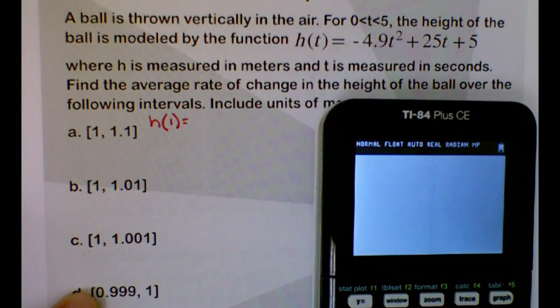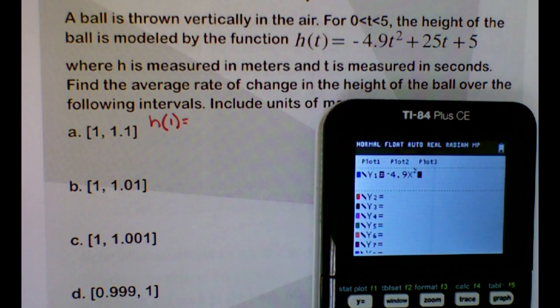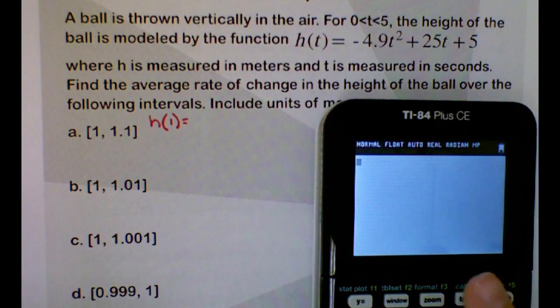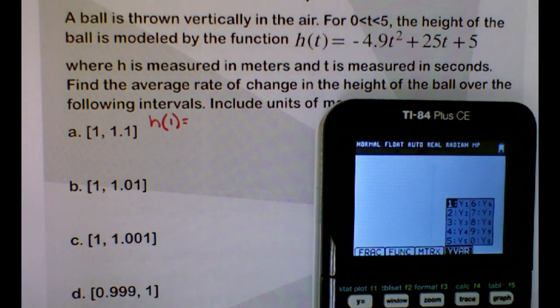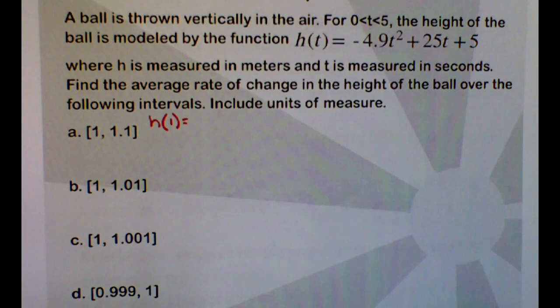Let me show you a very fun, quick way to do this. If you go into y equals, clear whatever's in there out, and type in your function, negative 4.9 x squared, obviously we have to use x instead of t, plus 25x plus 5, then quit. I can find h of 1 very quickly by hitting alpha trace. I put my function into y1, so I'll put y1. Then in parentheses, the value I want to evaluate at, and there's h of 1, 25.1.